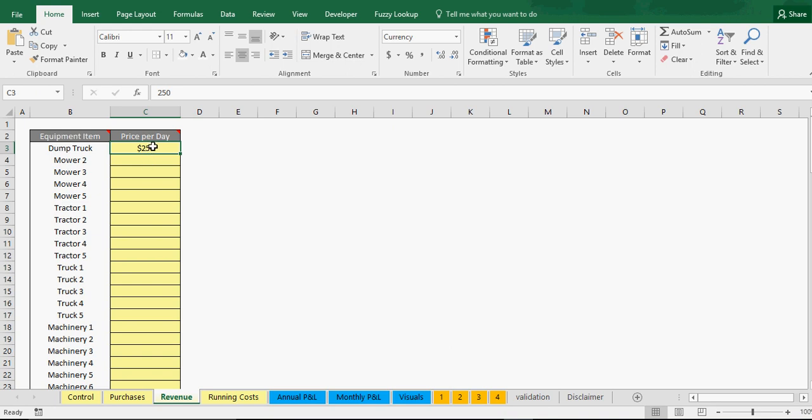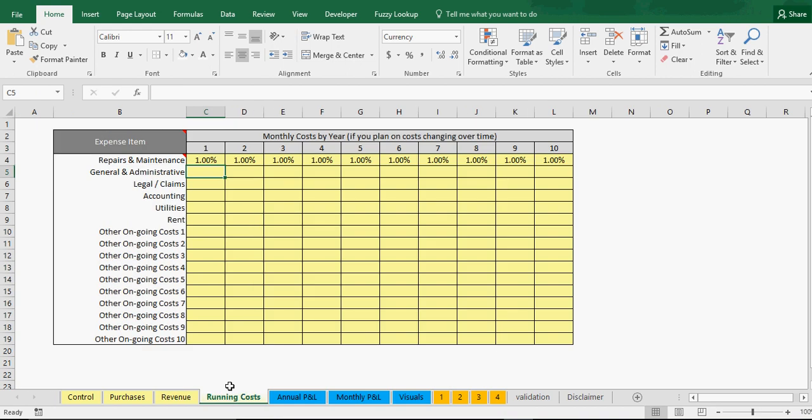So let's say at $250 a day, we have running costs here. I've done repairs and maintenance as a percentage of the total active assets, which is 1%. So let's say if you had $100 worth of assets, this is saying every month you're going to pay 1% of the total asset value for repairs and maintenance.